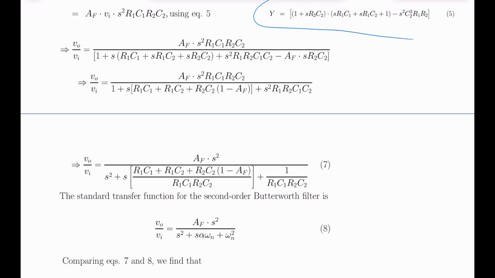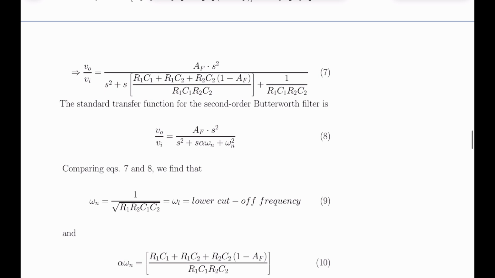So compare equations 7 and 8. In both the equations, we have a term containing S square. We have a term containing S. So this is your second term containing S. And then we have a constant term, this. So omega n square must be equal to 1 upon R1 C1 R2 C2. If you compare equations 7 and 8, you find that omega n is 1 upon root over R1 R2 C1 C2. And this is equal to omega L, and this is nothing but your lower cutoff frequency.